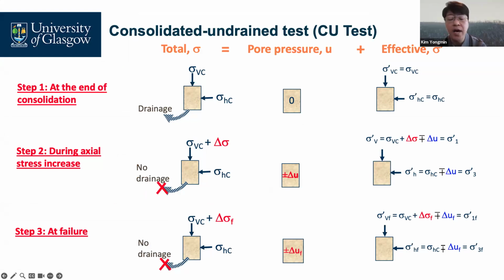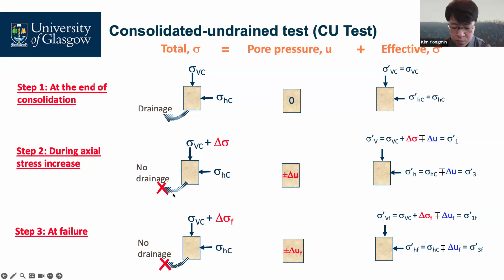So probably it is quite easy for you to understand what the CU test is right now. C means consolidated, U undrained. Consolidated meaning during the confining pressure stages, we open the valve, right? And then our water pressure is 0. In the shearing stages, in the loading stage, the drain valve is closed.